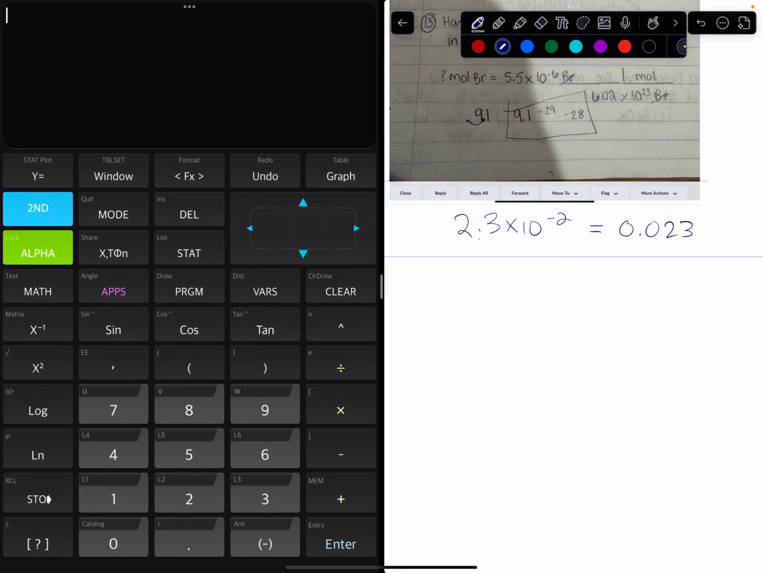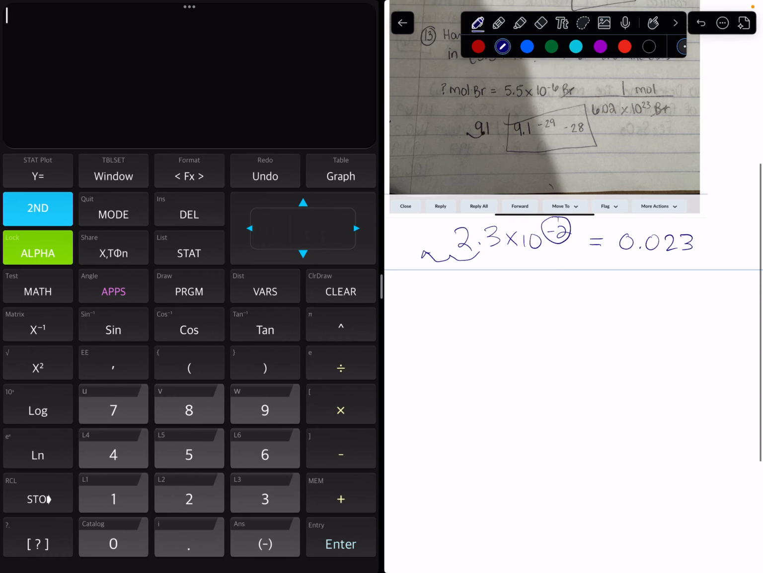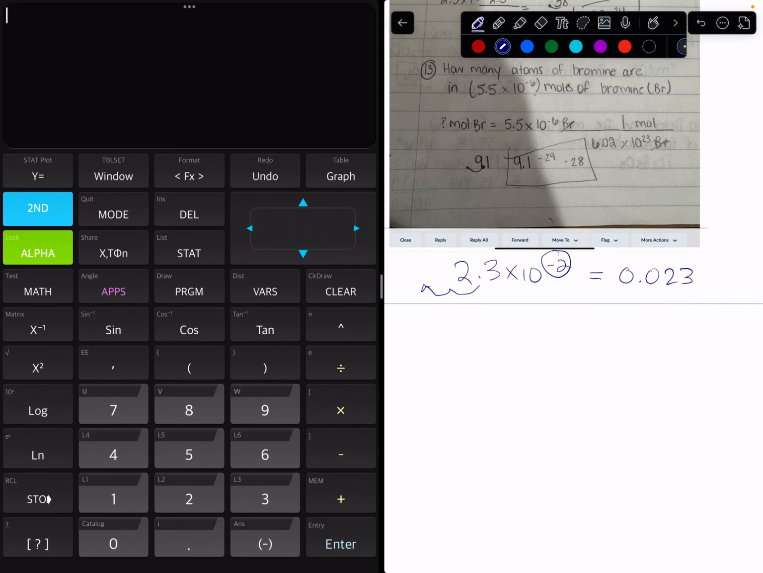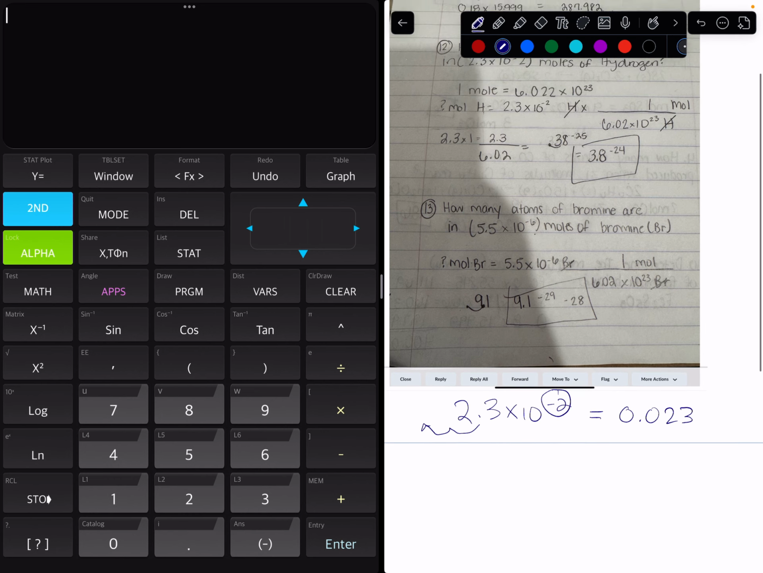We did this back in the first chapter. You move the decimal 2 places. The negative means it's a small number. So that's the same thing as 0.023. And if you want to practice taking it in and out, you can, although you don't have to. You can just leave it as 2.3 times 10 to the minus 2.